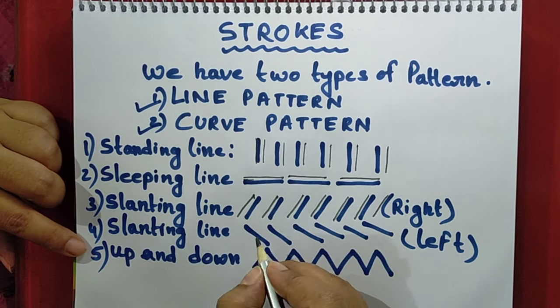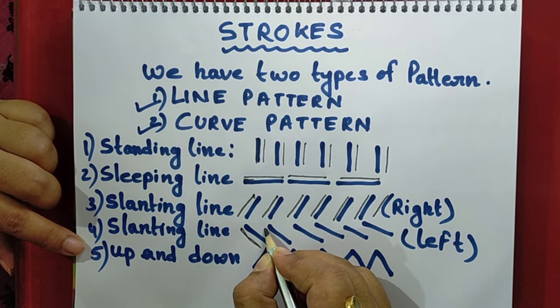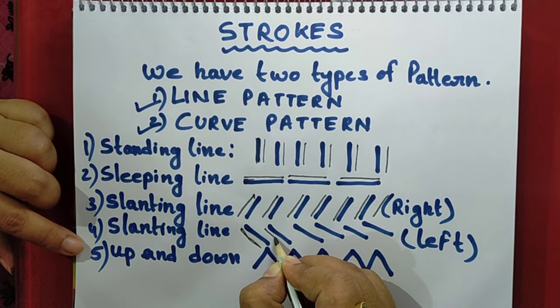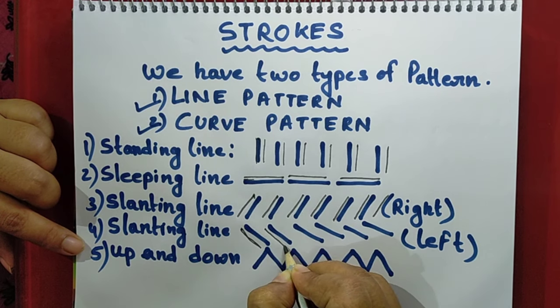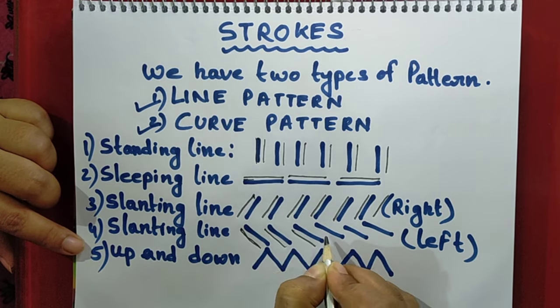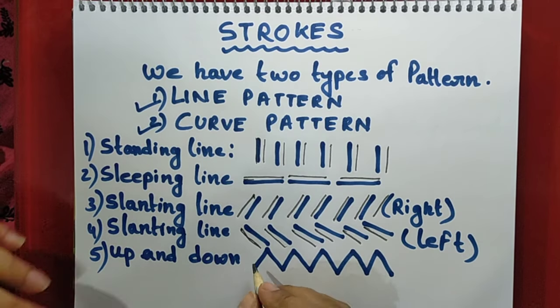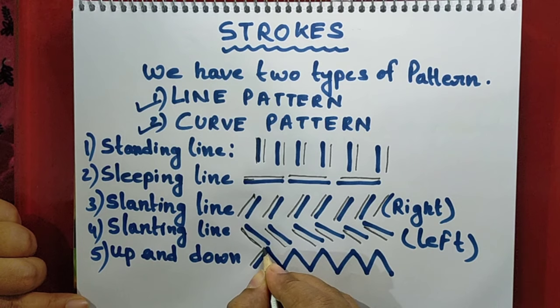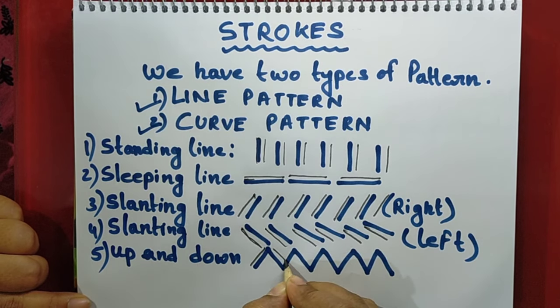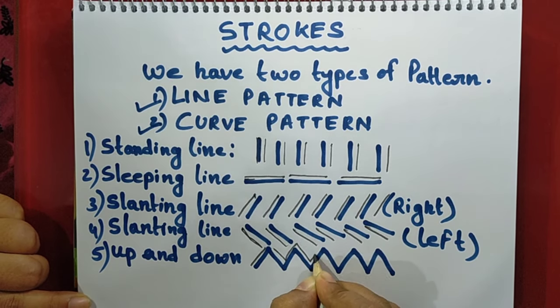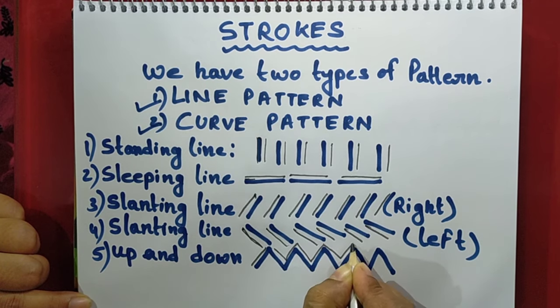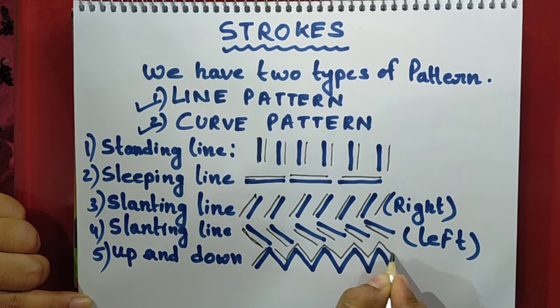Left slanting line, start from the top, slightly down towards your left and stop. Okay, this goes up and down, up, down, up, down, up and down.